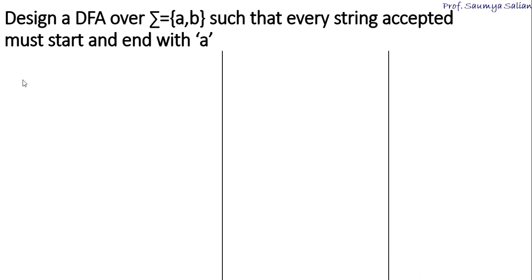Given the question, design a DFA over the alphabet set {A, B} such that every string accepted starts and ends with an A. Okay, so let's begin.